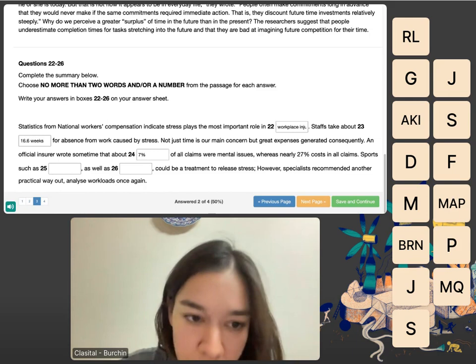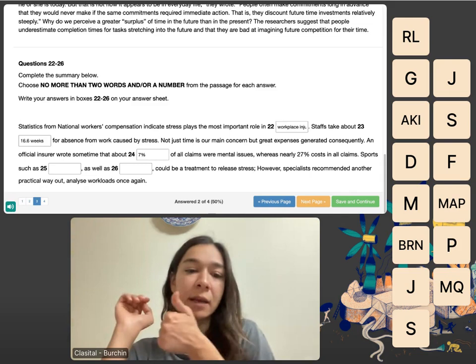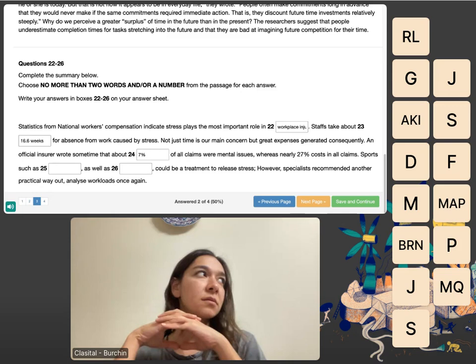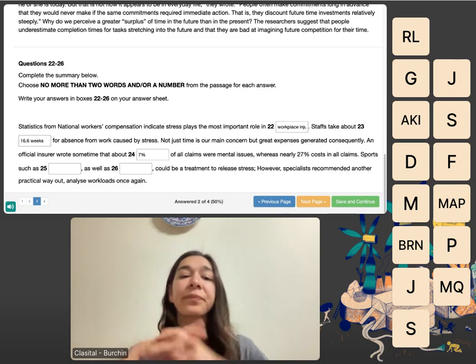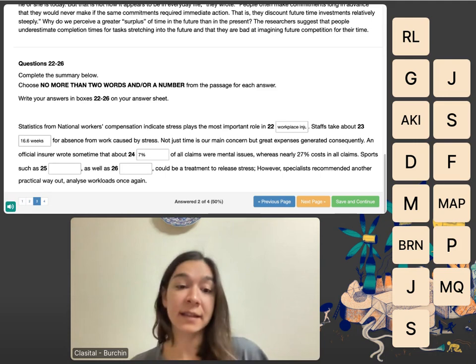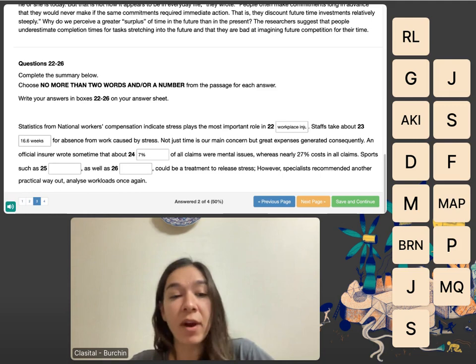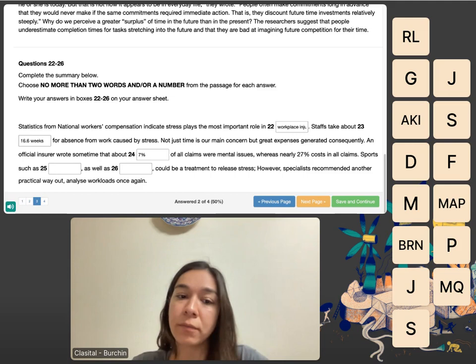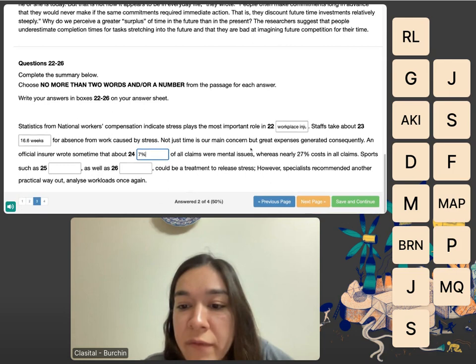Because in here, you can write no more than two words, and a number you can write it. And this percent sign is not counted as a word here, actually. This is a good question, Jaipal. IELTS has no strict rules about that subject, so we can't be much clearer, because there are no strict rules. You can write a percentage as a sign or as a word. Let's continue. Were mental issues, whereas nearly 27%.